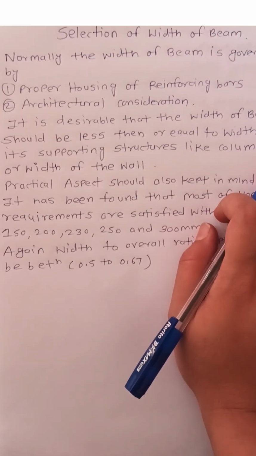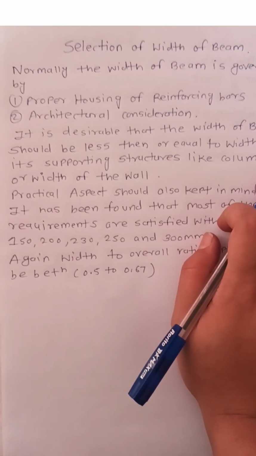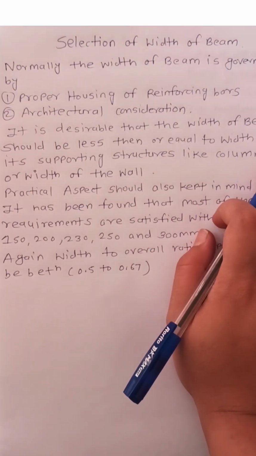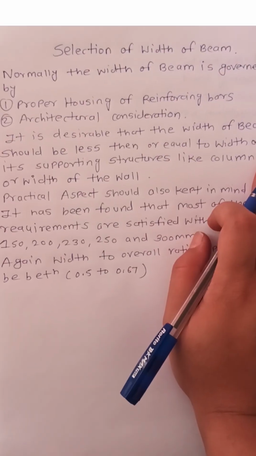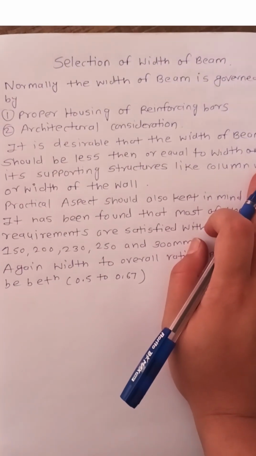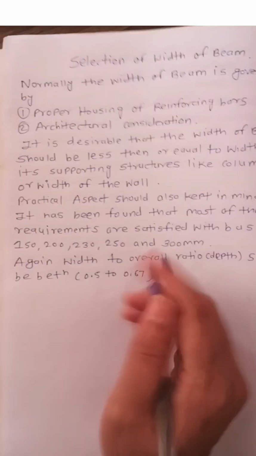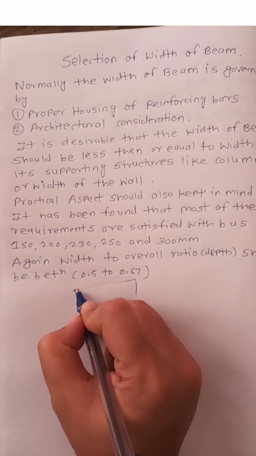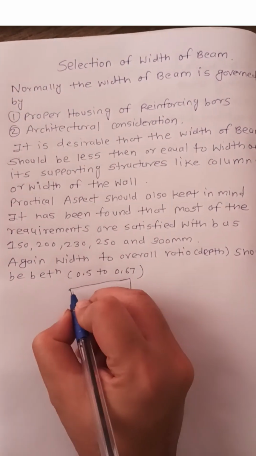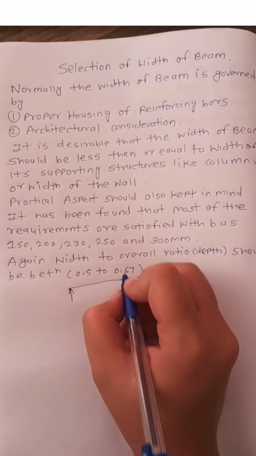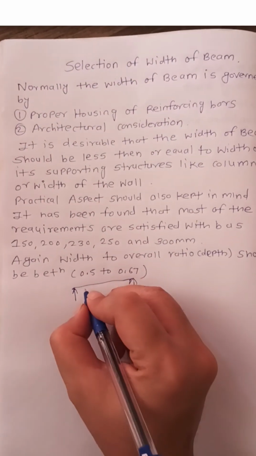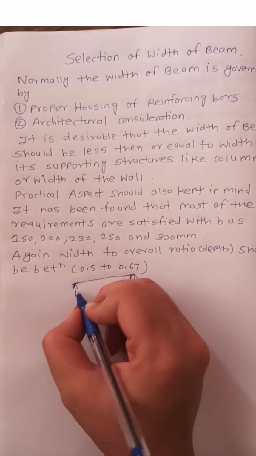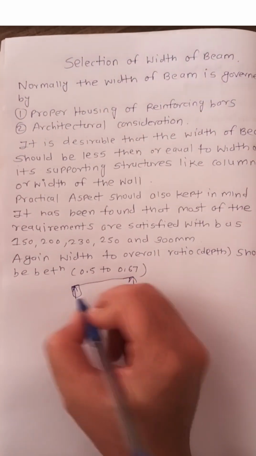Another important thing we need to consider is that the desirable width of beam should be less than or equal to the width of its support, like the width of the wall or the width of the column, because the beam is going to rest either on the wall or on the column. So whenever you decide the width of beam, you need to consider the width of its support, whatever the support may be.